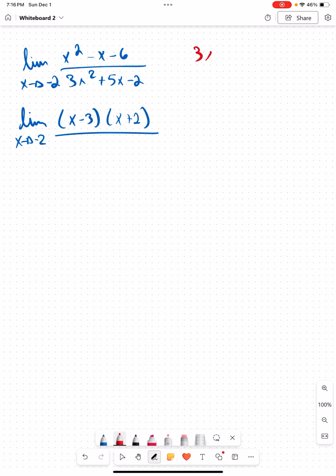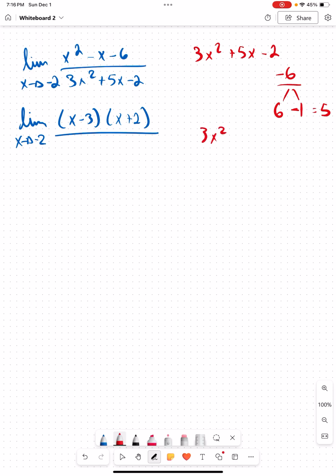So we need to factor out 3x squared plus 5x minus 2. Now the way I like to do it is I like to multiply the first coefficient and then the constant, and I get negative 6. Now I ask myself, what two numbers can multiply each other to get negative 6 but also sum up to positive 5? And that is 6 and negative 1. If I multiply 6 and negative 1, I get negative 6. And if I add them, I get 5.